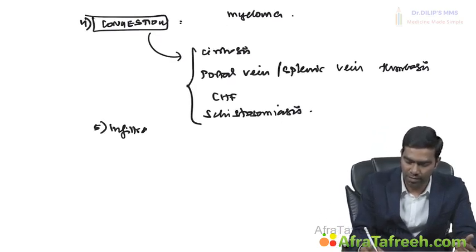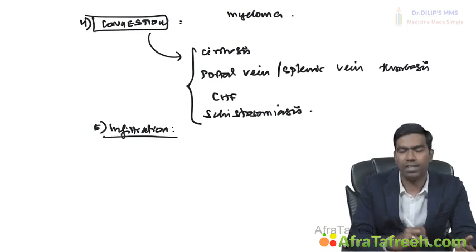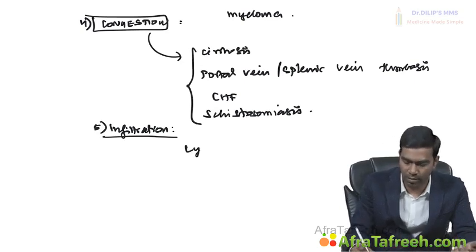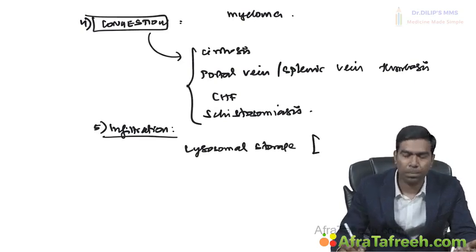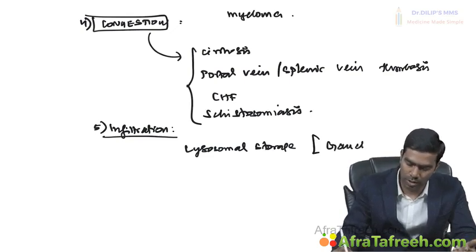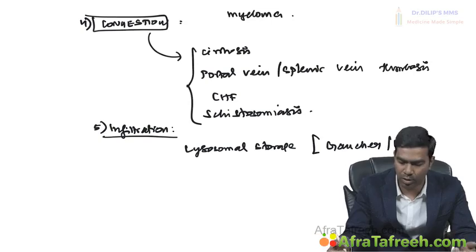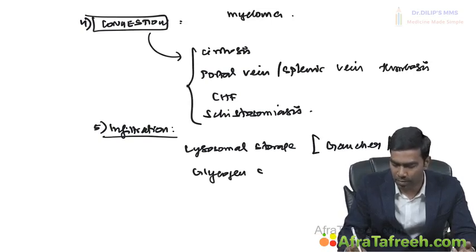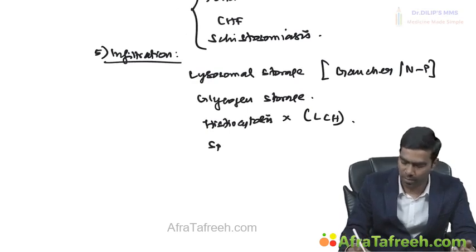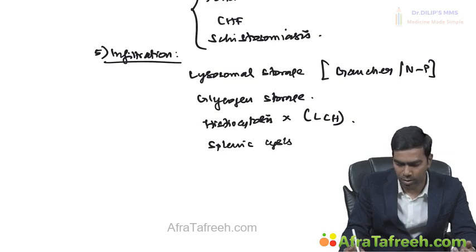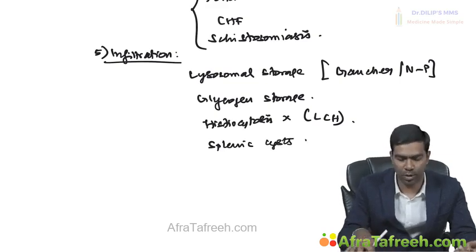And finally, you have infiltration of the spleen with certain other substances. For example, lysosomal storage disorders. Typically, two disorders cause splenomegaly among the lysosomal storage disorders: one is Gaucher disease and the second is Niemann-Pick disease. These are the two classic examples. Then you can get it with glycogen storage disorders, with histiocytosis X, or what we now call Langerhans cell histiocytosis, and also with splenic cysts.